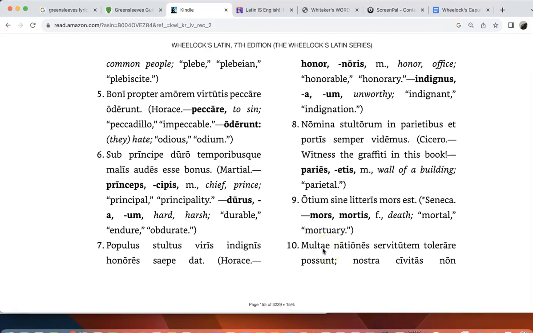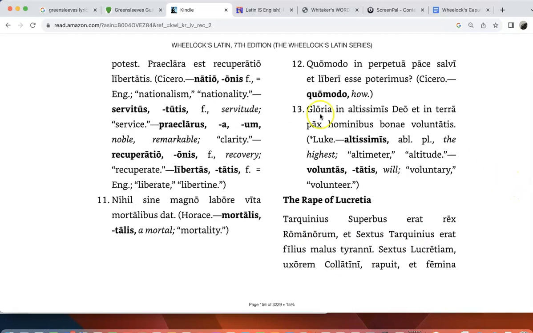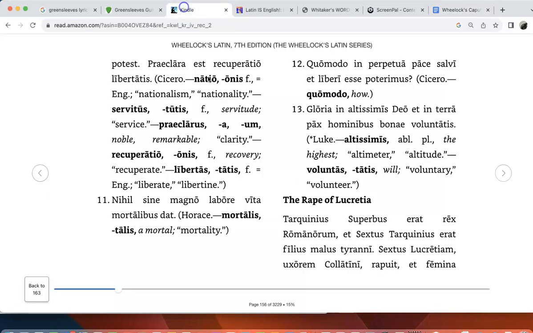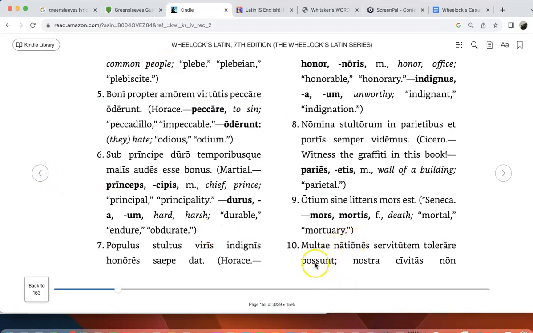So many nations are able to tolerate servitude. In other words, many nations are seemingly, their people are happy to be in bondage. So many nations are able to tolerate servitude. So many nations are able to tolerate servitude.